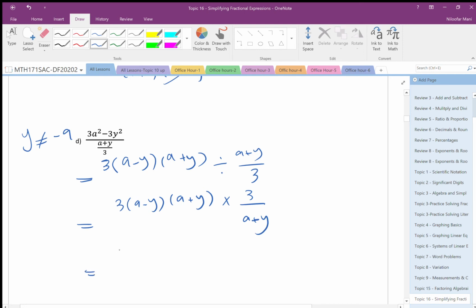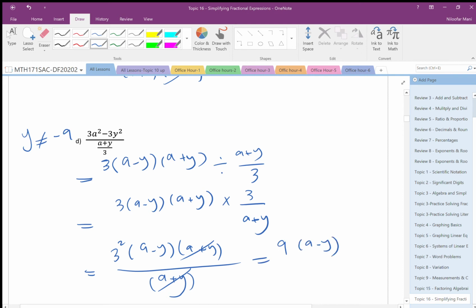And it is 9 a minus y, or I can do 3 squared because I can then cancel maybe. I can check. Here I cannot cancel, but I can check. Okay, so then this and this I cancel. Okay, so the answer is 9a minus y. Okay? The reason I say denominator cannot be 0 is, yes, if denominator is 0, it's undefined.